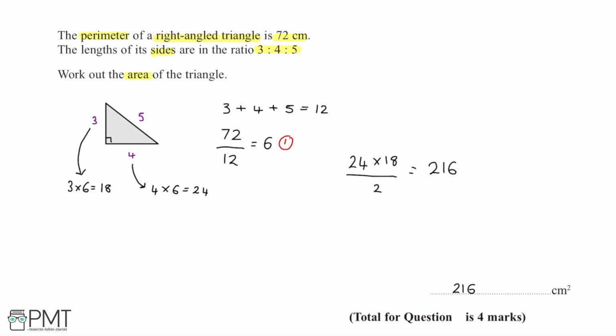And then the second mark here is for finding the length of either the base or the height of the triangle, so one of these, either this calculation of 24 or the calculation of 18 here, will get me the second mark. And then finally, this last step of working out the area of the triangle, so using the formula base times height divided by 2, that's going to get me the third mark. And then the fourth and final mark here is just awarded for the correct final answer of 216.